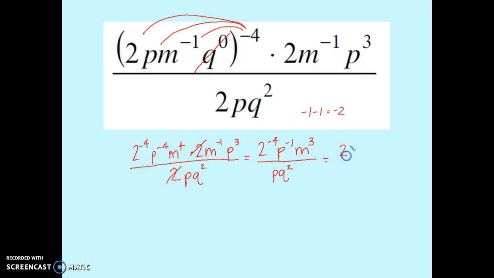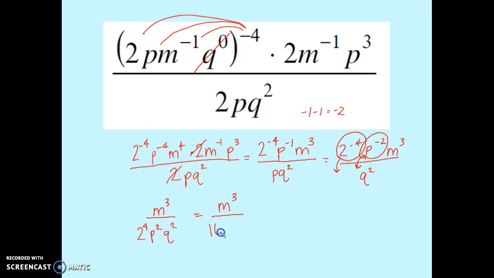So now the top looks like 2 to the negative 4 times p to the negative 2 times m cubed all over q squared. Right, whatever has a negative needs to switch. So this 2 has to go, and the p has to go. The m's going to stay up there. So I'm going to have m cubed on top. Now I have 2 to the positive 4, p to the positive 2, and then the same q squared. Now I can go one step farther and go ahead and simplify 2 to the 4th. So that's 2 times 2 times 2 times 2, which is 16. So I have m cubed over 16 p squared q squared.